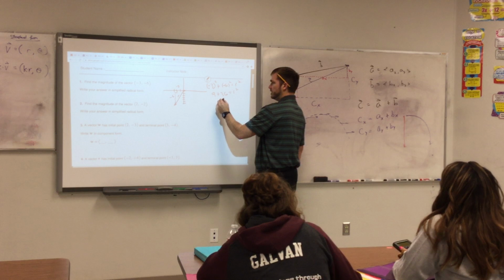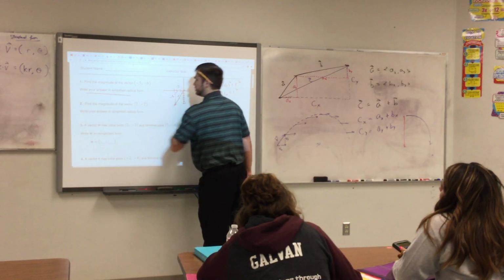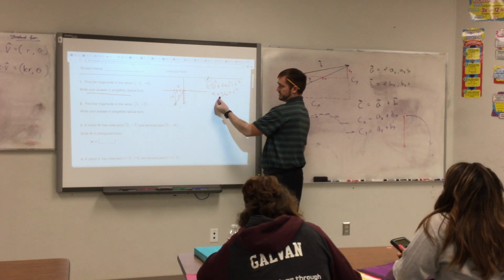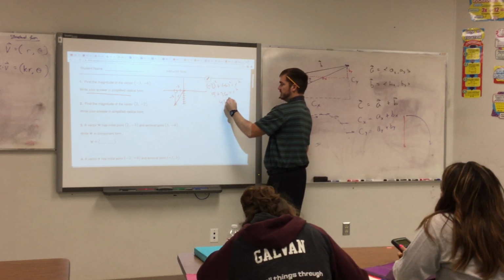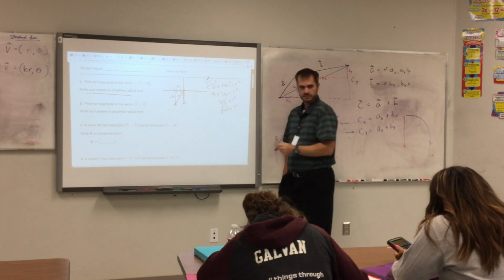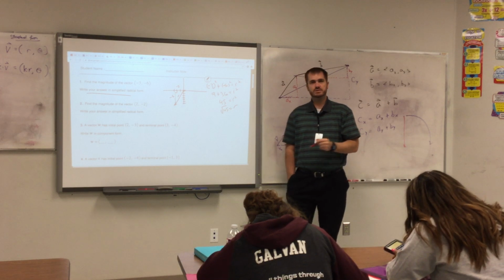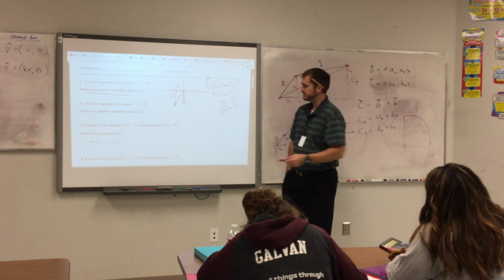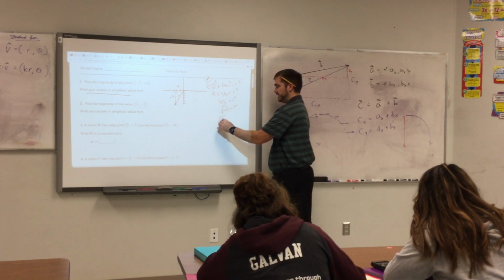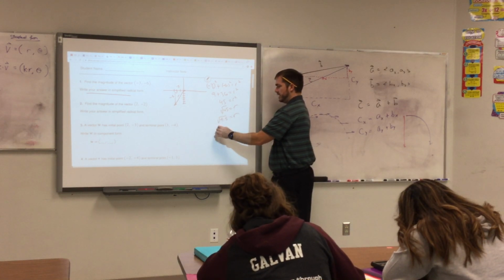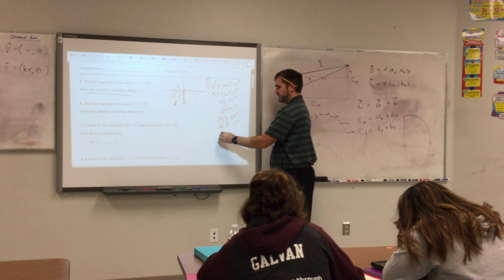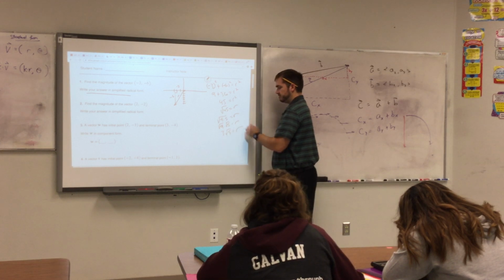Do you want it as a decimal? Good question. The question says, write your answer in simplified radical form. So 36 plus 9, that's 45, is R squared, so take the square root: square root of 45. Oh my gosh, first week of school. Go back to simplifying radicals. We can break that 45 down into 9 times 5, and then split that up into the square root of 9 times the square root of 5. So 3 square roots of 5.